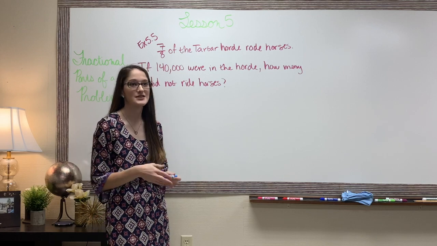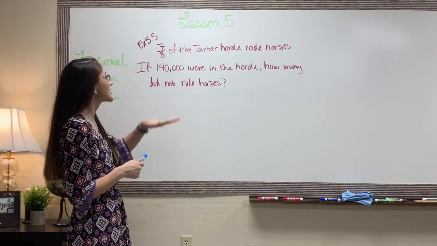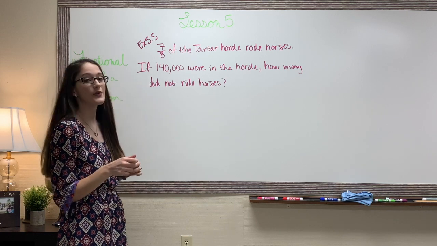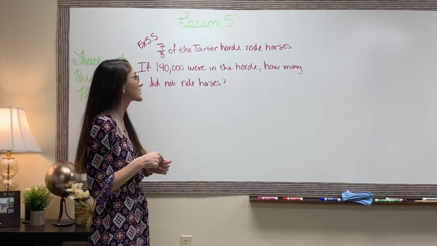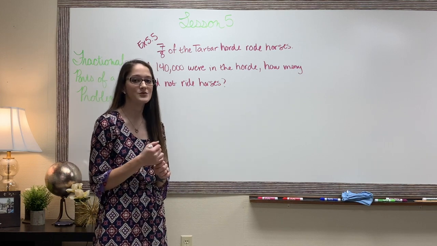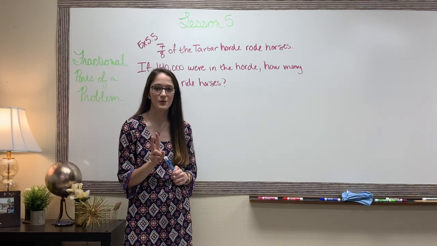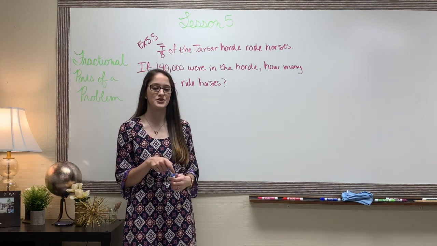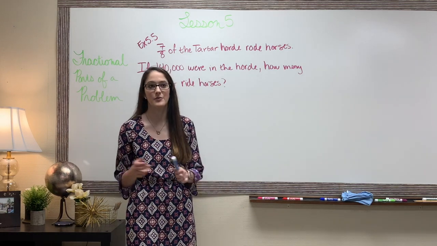Our second practice problem is 7/8 of the Tartar horde rode horses. If 140,000 were in the horde, how many did not ride horses? So we're going to solve this two different ways. We're going to do our multiplication statement, and then we're also going to do a ratio box later just to show you that they both work.